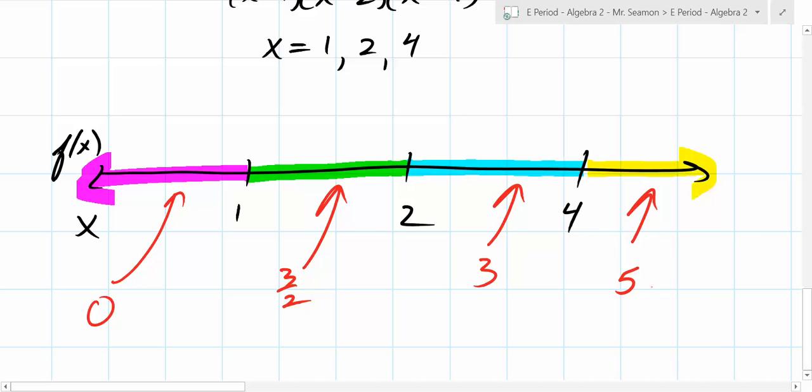5. Now, we want to know each of those colors, do they output positive or what? Do we care what the numbers are? We just want to know if it's positive or negative. So I'm going to show you a quicker way to do this than what you've done before.